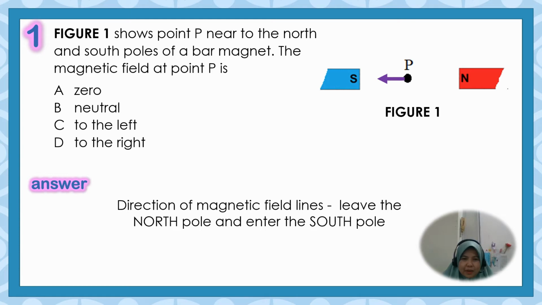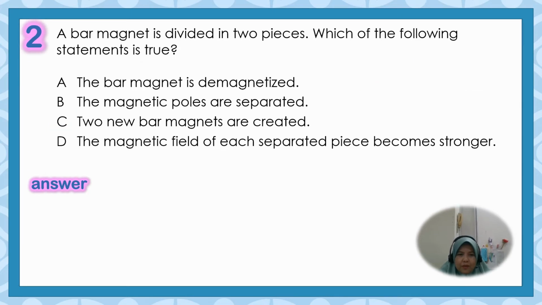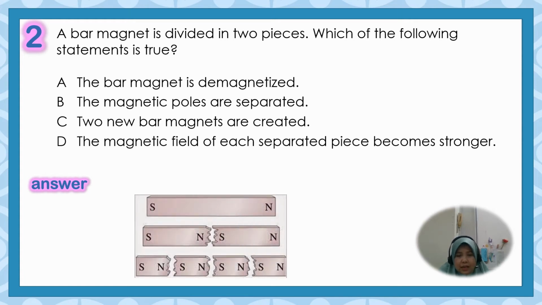Okay, for question number 1. The figure shows point P near to the north and south pole of a bar magnet. The magnetic field at point P is, so the answer is, because the magnetic field lines leave the north pole and enter the south pole, the answer is C, to the left at point P. For question number 2, a bar magnet is divided into two pieces. Which of the following statements is true? If you look at the diagram, when the bar magnet is divided into two pieces, two new bar magnets are created. So the answer is C.